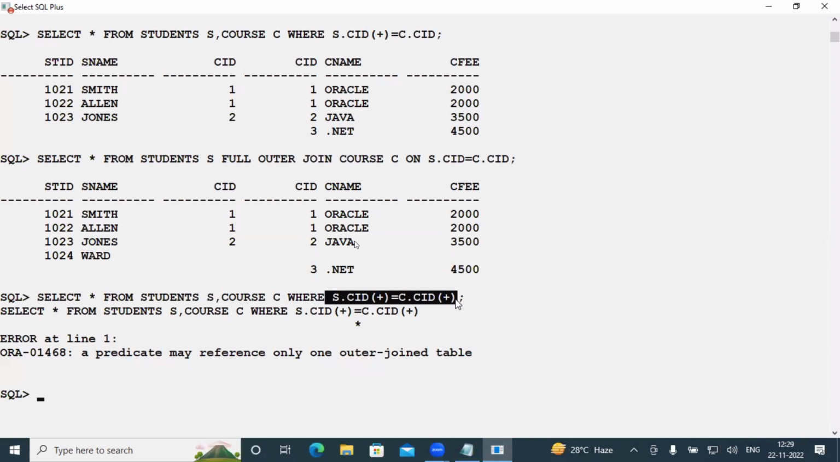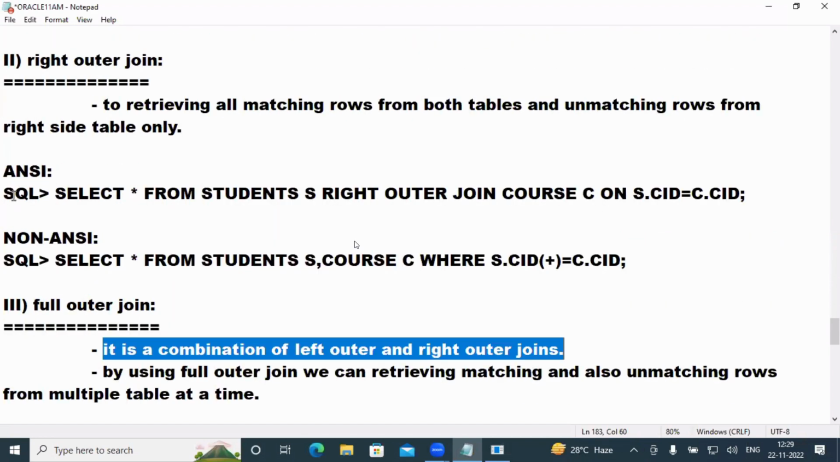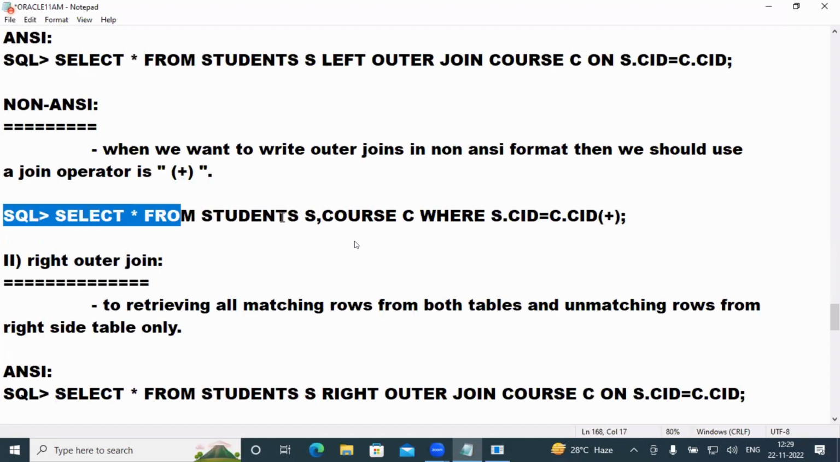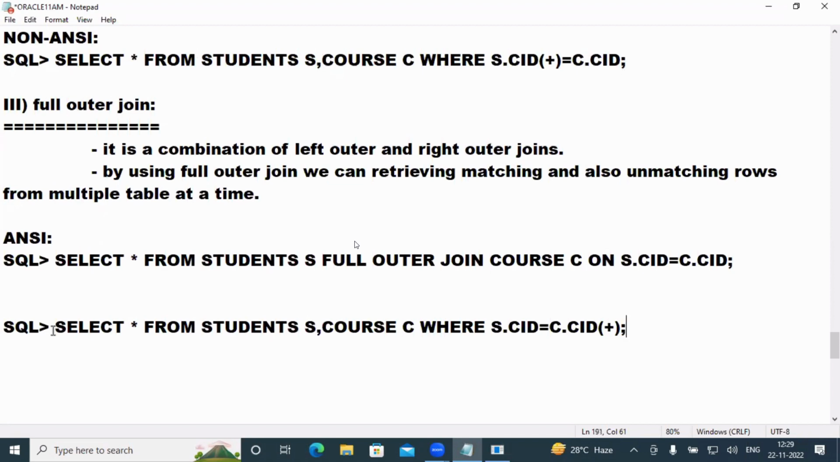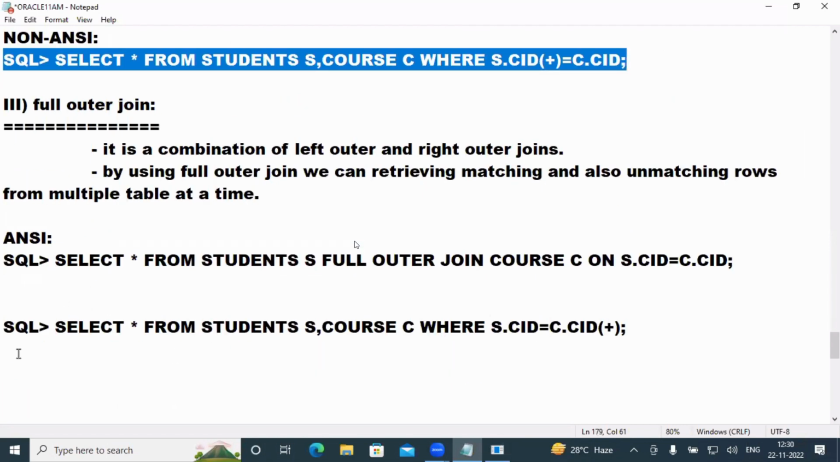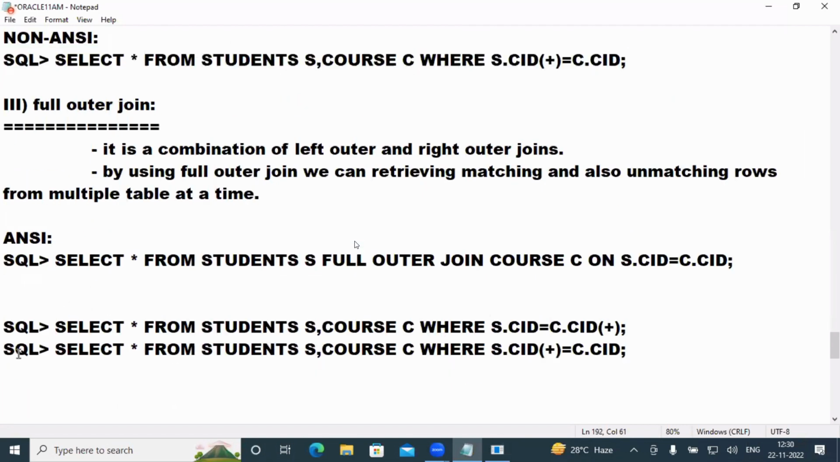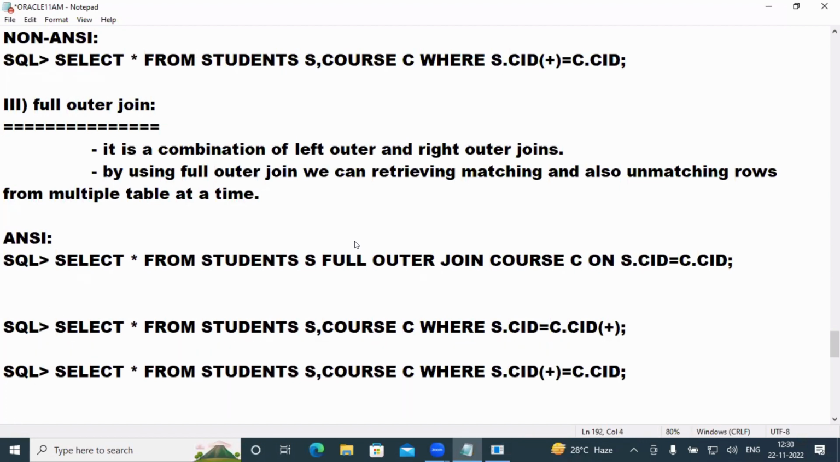Then, is there any solution here? Because, carefully observe the definition: it is a combination of left outer and right outer. Left outer in non-ANSI format is this. I'm taking the left outer join. Next, I'm taking the right outer join in non-ANSI format. So this is left outer and this is right outer. So I'm taking both. Then what do I want to do with both? They should be combined.